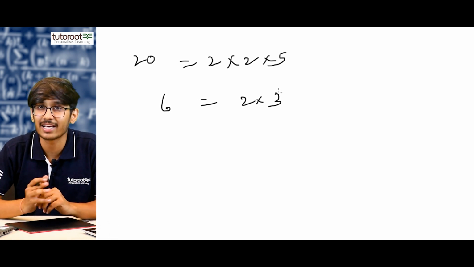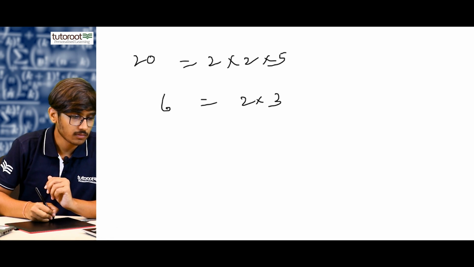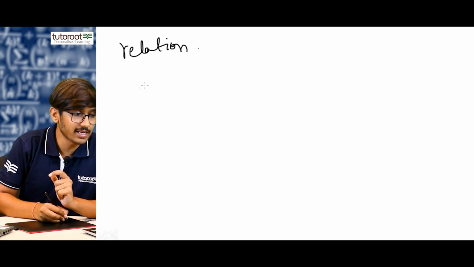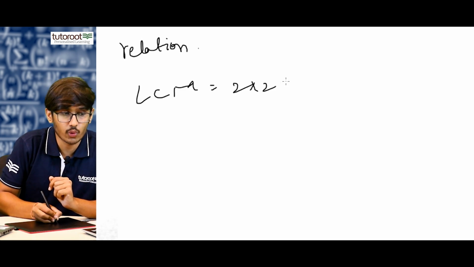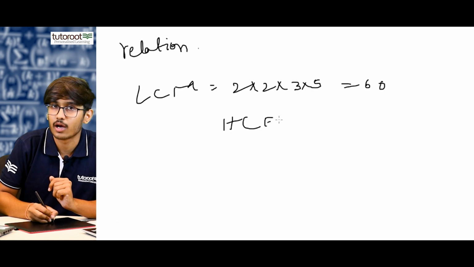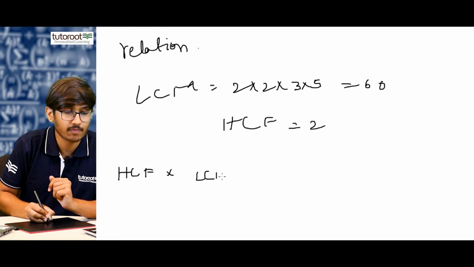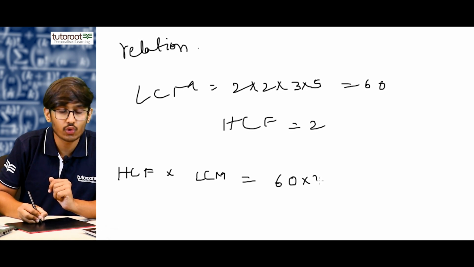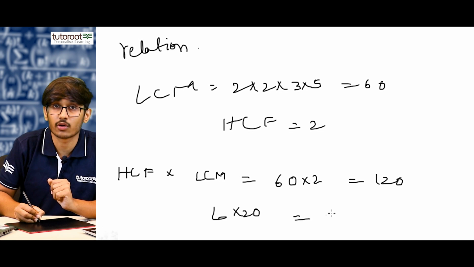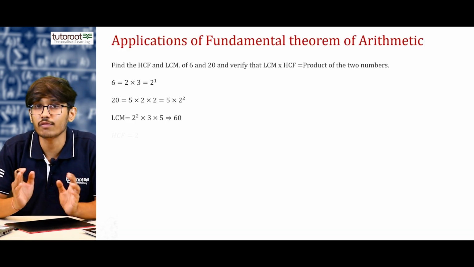Now we can verify the relation between LCM, HCF and the two numbers. So LCM is 2 into 2 into 3 into 5, which is 60, and HCF was 2, right? So HCF into LCM is 60 into 2, which is nothing but 120. So the product of 6 into 20 is also 120. We can see that HCF into LCM is equal to the product of two numbers.